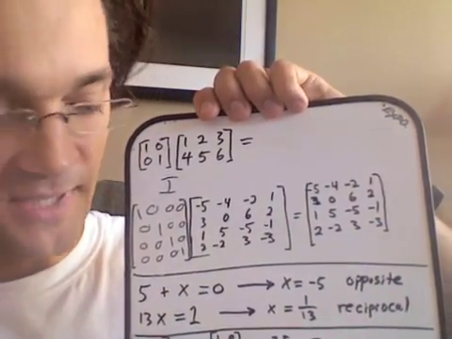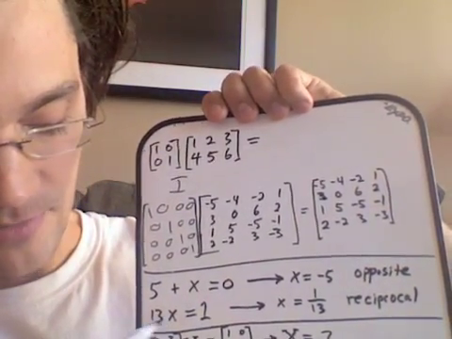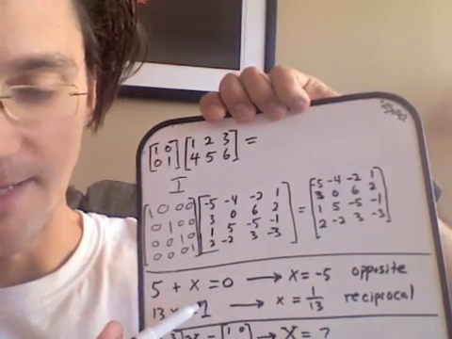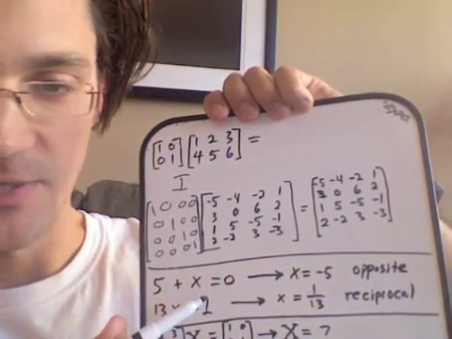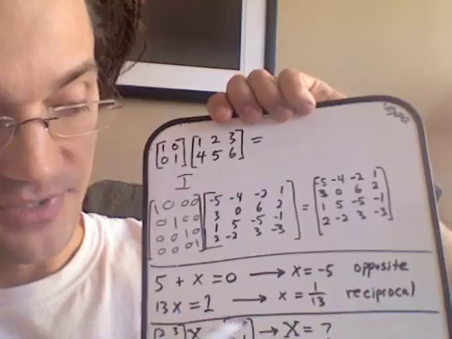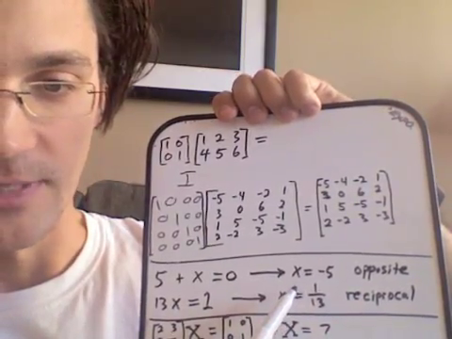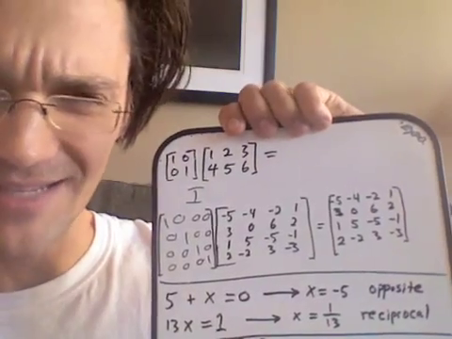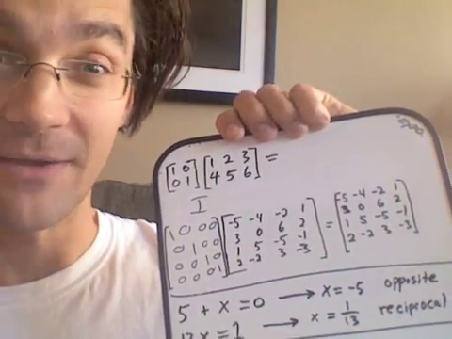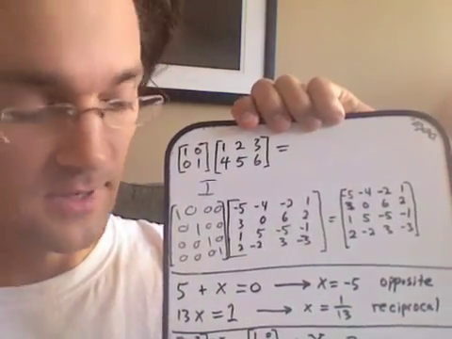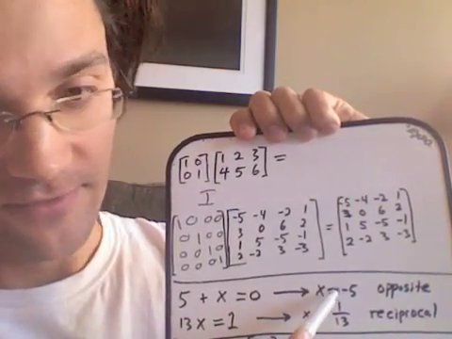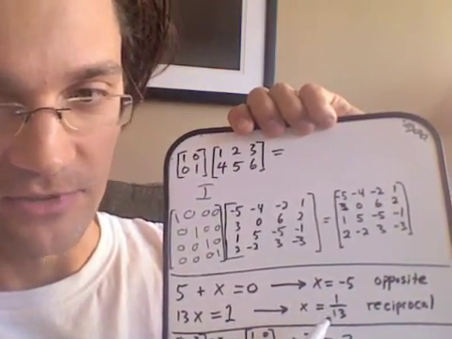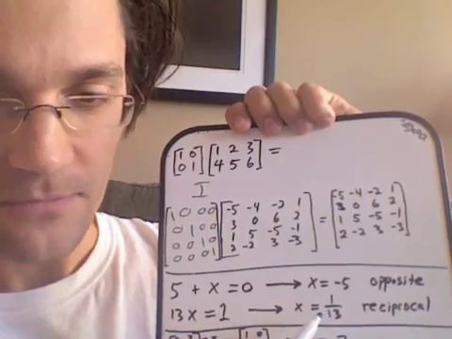With division and multiplication, when we multiply two numbers and we get 1, the identity number for multiplication, we call this other number the reciprocal. 1 over 13 is the reciprocal of 13. But they're both kind of the opposite. I guess a better word would be the inverse. This is the additive inverse of 5, and this is the multiplicative inverse of 13.